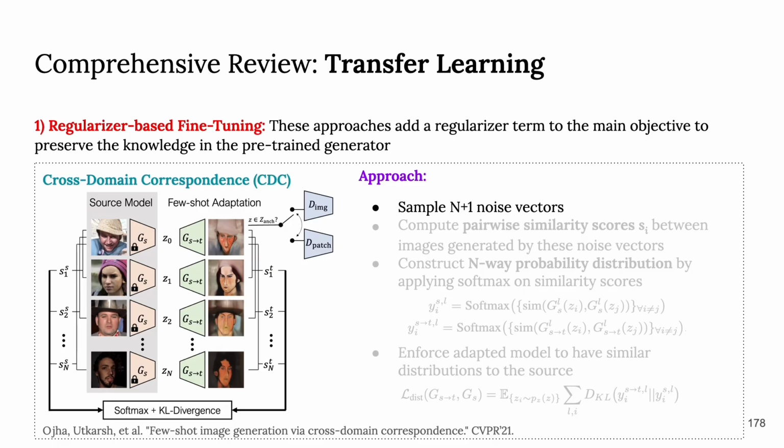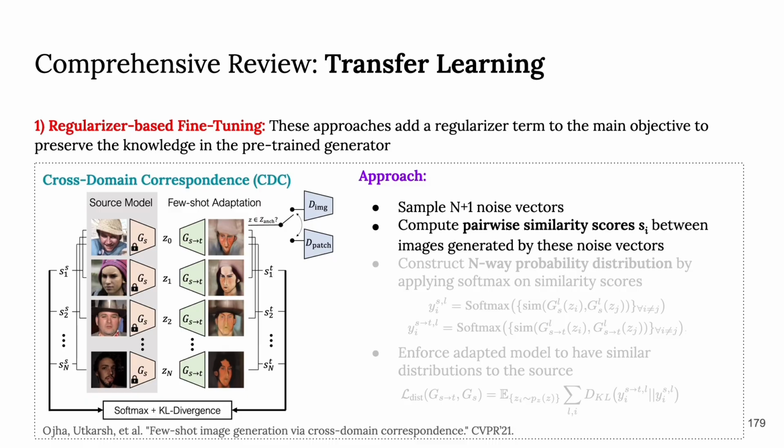And for this, they have two generators. They freeze the source generator, and then they have an adapting generator which starts from the source generator and is fine-tuned on data from the target domain. They sample n+1 noise vectors, and for each of these noise vectors, they generate images with both the source model and the adapting model. So for example, we have n+1 images generated with the source model, the ones you can see on the left side, and we have n+1 images generated by the adapting generator, the ones you see on the right-hand side.